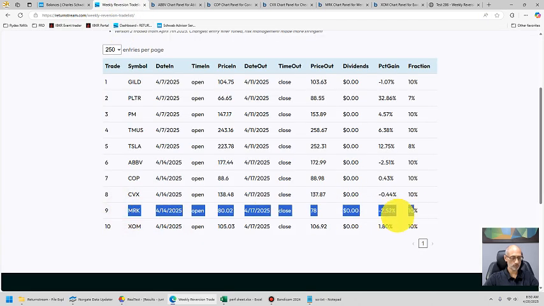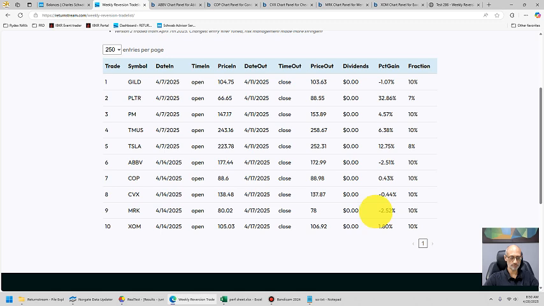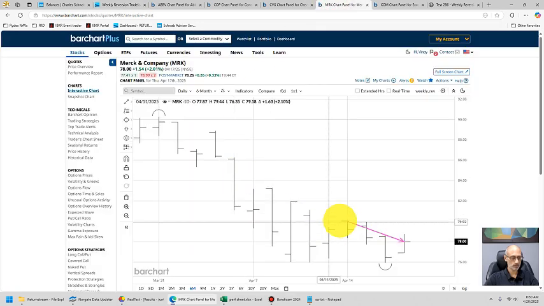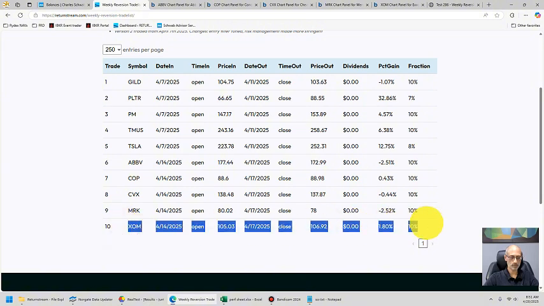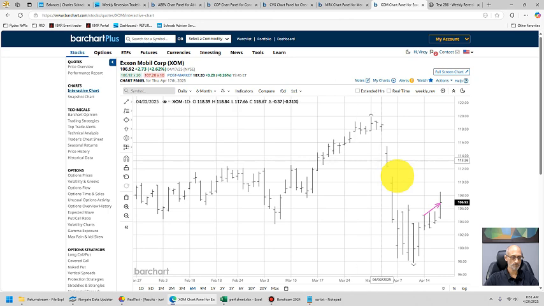The next one was Merck. Merck was down 2.52% for the week. And this was the trade. And the last one was ExxonMobil. That was up 1.8% for the week. So we bought the dip. We entered here and exited here.